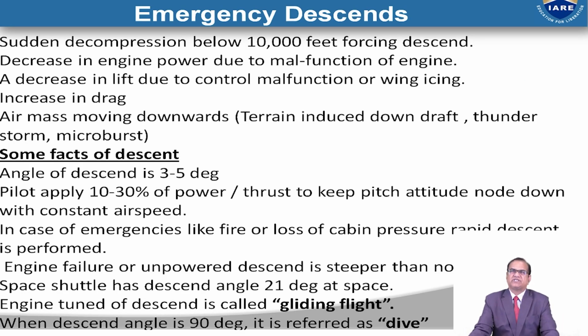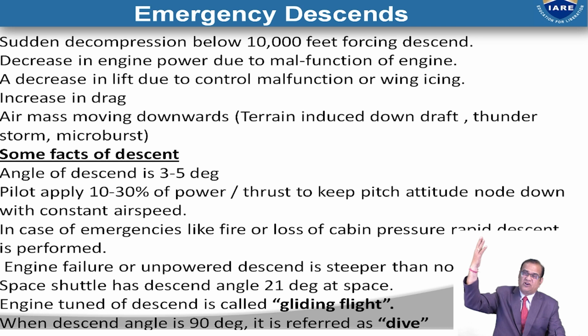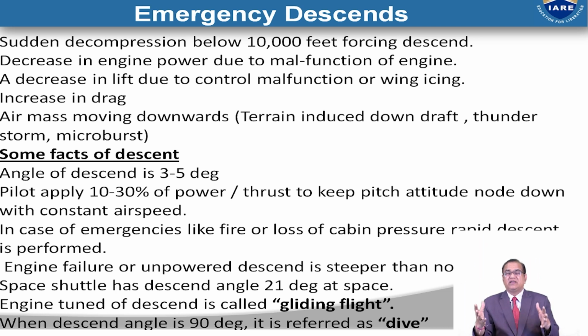Now we have to see what are the emergency descents. Sometimes some aircraft is coming down, we have to see that. So sudden decompression below 10,000 feet forcing the descent. If your aircraft is at a high altitude of 35,000 feet and you are feeling that there is less pressure in the cabin, the pilot has to come down to 10,000 feet or 8,000 feet so that everyone will get the same pressure requirement.